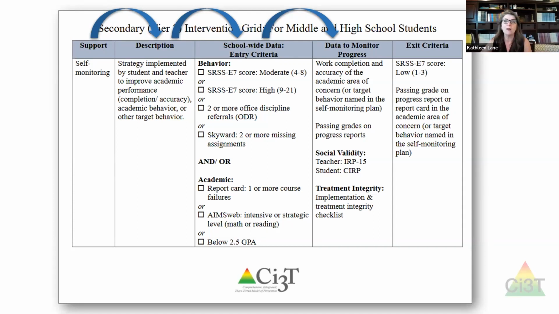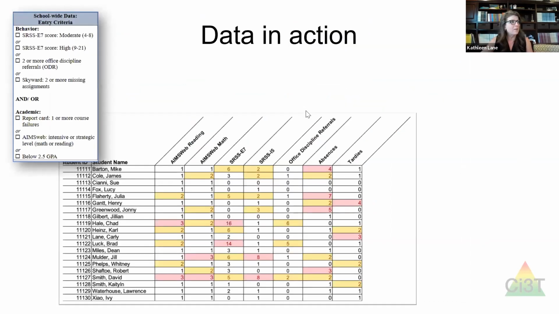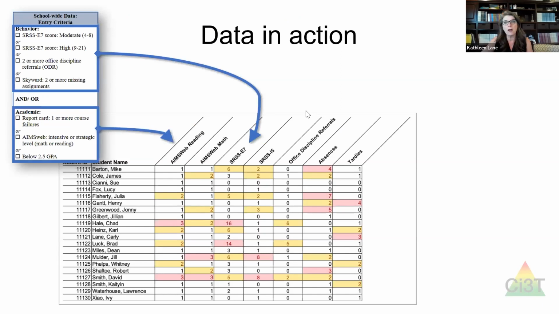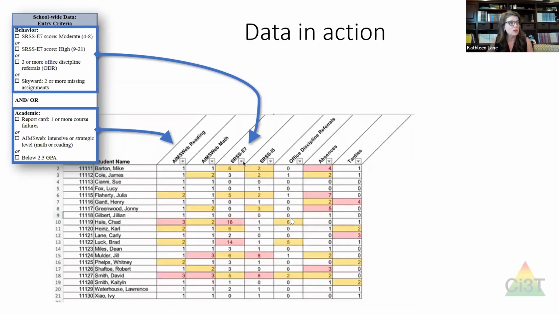And then we also have to have a way, in addition to looking at these entry criteria, to making a plan for when it's time to conclude this or fade it or reduce it because it has been effective, or maybe it's not enough and we need to move on to a tier 3 support. But again, the idea would be we want to have a plan in place for how we can look at multiple sources of data and then use those data to connect kids to supports.